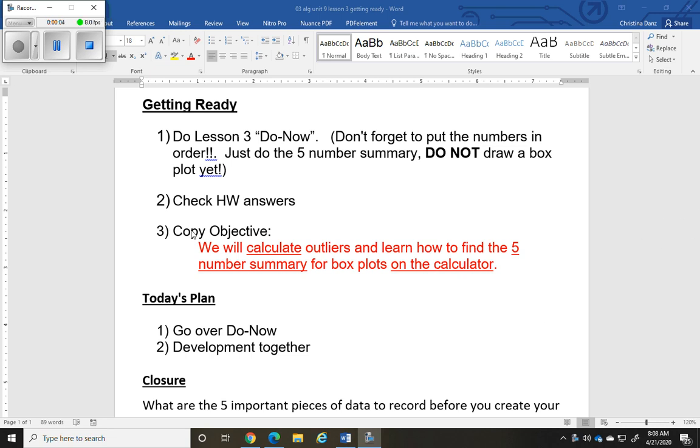So we're on lesson 3 of our statistics unit. I'd like you to try to do this now before you watch me do it. And there are just some reminders: you have to put the numbers in order. Make sure you write down that 5-number summary. And I'm asking you not to draw the box plot yet, because there's actually another part of box and whiskers that I want to show you today.